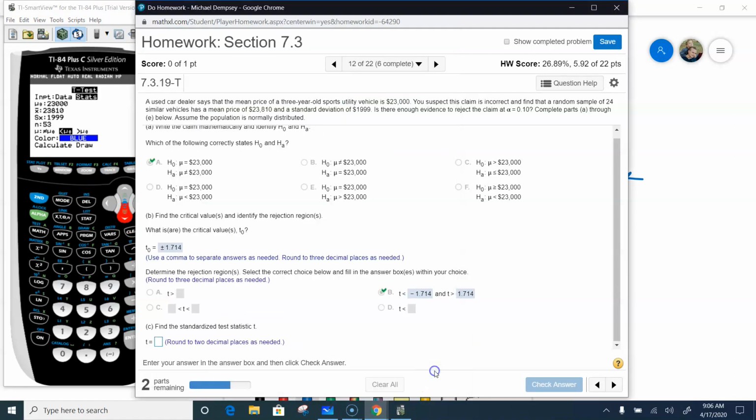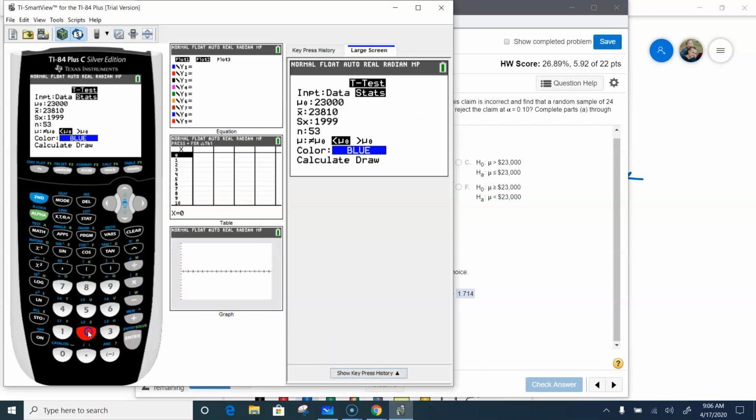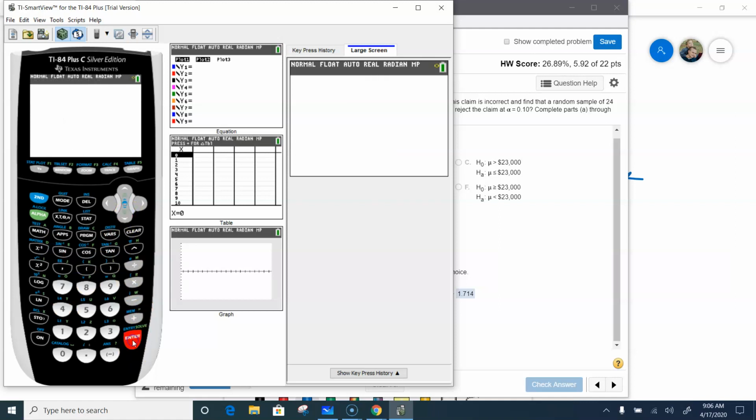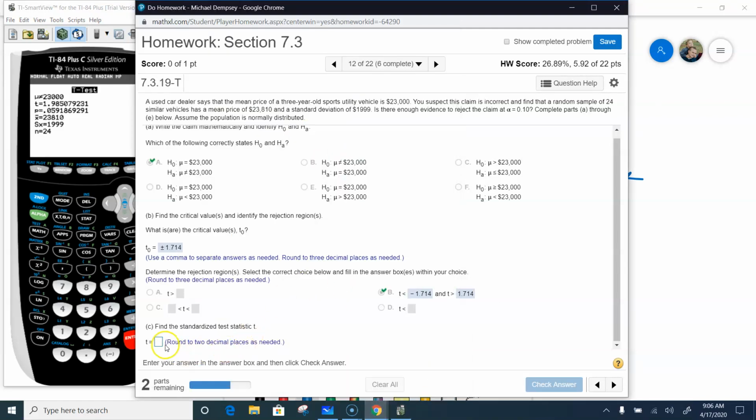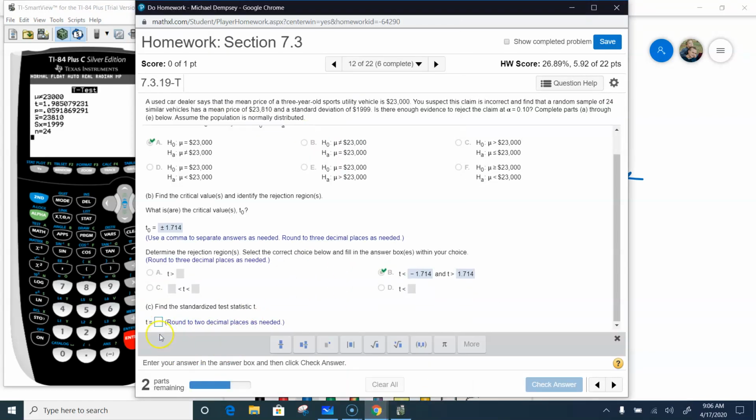And let's peek back at our sample size. 24, so 23 degrees of freedom. And again, we just don't think it's true, so it's a not equal to situation. Okay, so I get a t statistic of 1.985. Let's see how that measures up. Two decimal places, so 1.99, right?